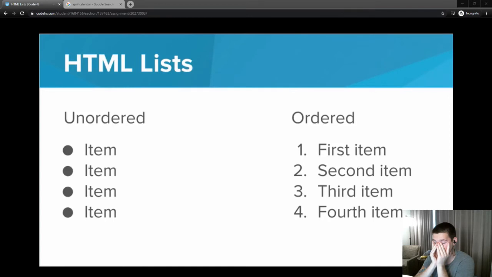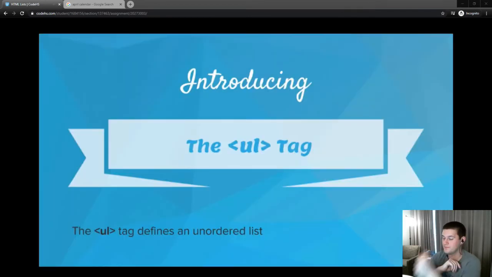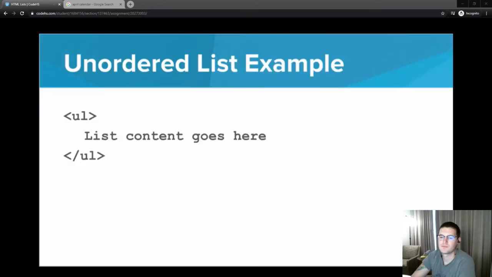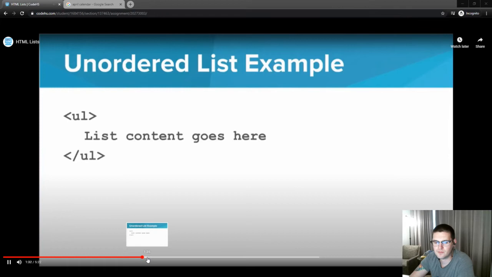So to make an unordered list, we have to introduce the UL tag. So the UL tag defines an unordered list. And there's one more tag we're going to need, and that is the LI tag, and that stands for list item. So using the UL tag and the LI tag, we can make unordered lists.